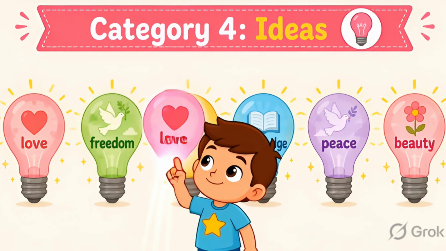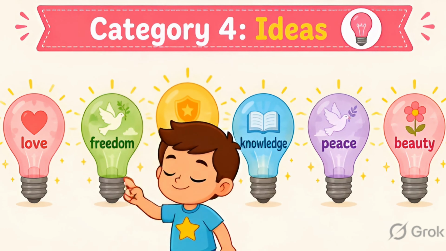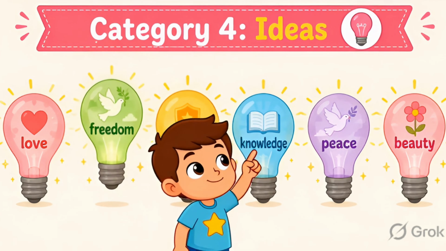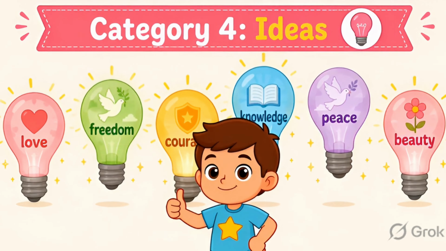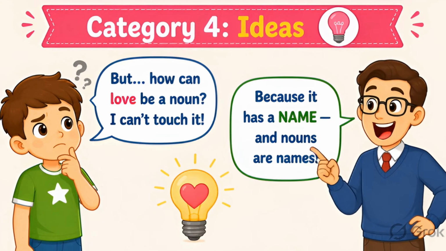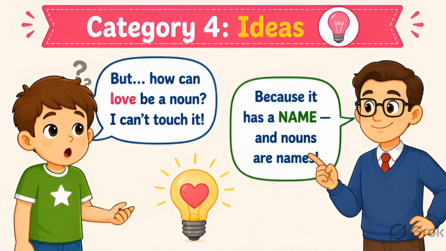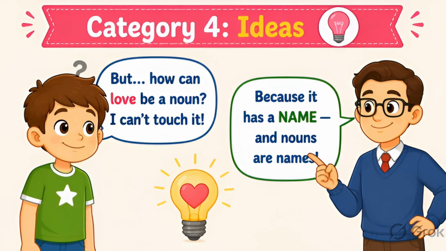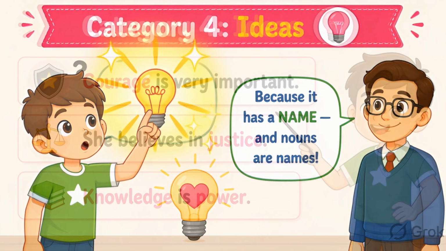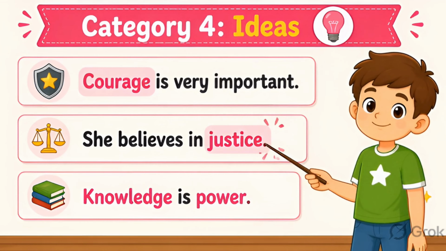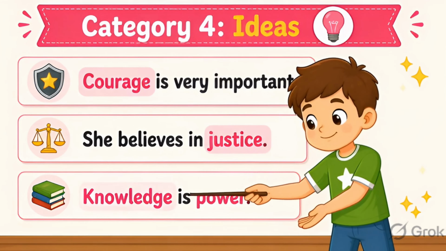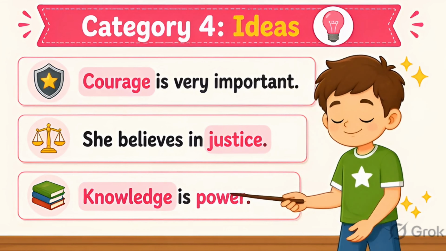The fourth type is ideas, things you cannot see or touch at all: love, freedom, courage, knowledge, peace, beauty, all nouns. You might wonder, how is love a noun if you can't see it? Simple. A noun names something. Love has a name, so love is a noun. Look, idea nouns work exactly like any other noun in a sentence. Courage, justice, knowledge, power, they all have jobs in the sentence.